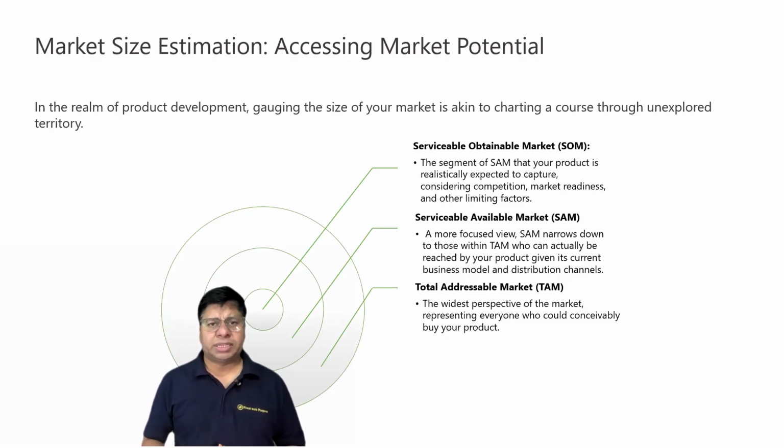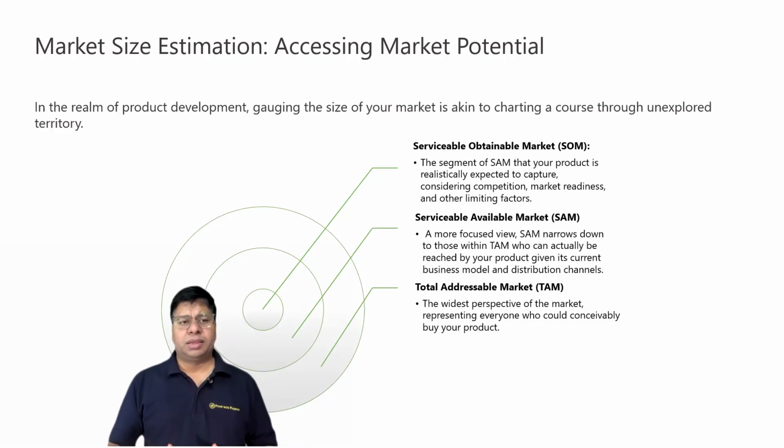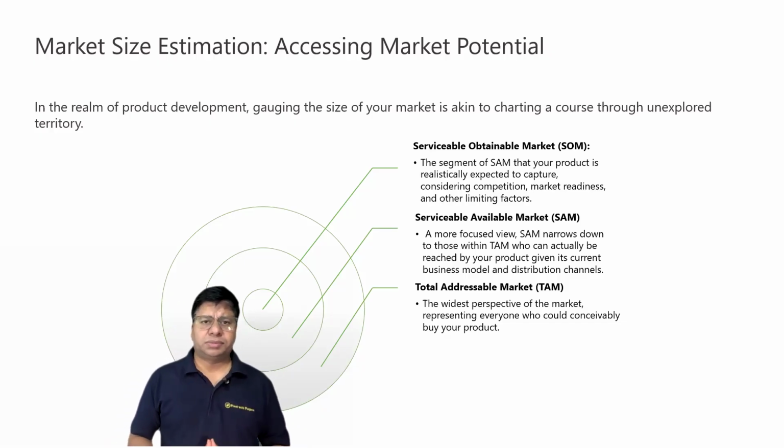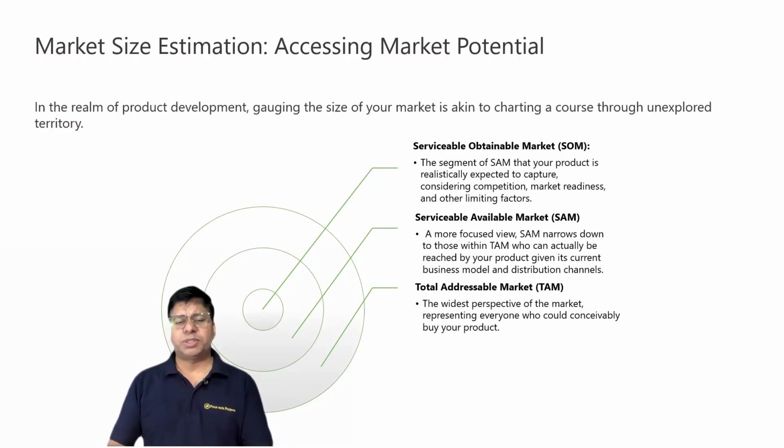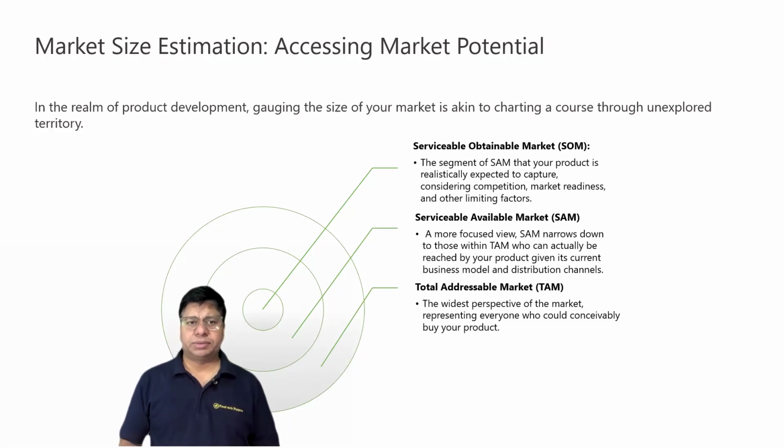Let me give you an example. Whenever Netflix launched, it launched in a particular geographic location, because Netflix had the content for a specific language, for specific people. Later they expanded. So total addressable market is something which is available, and the same with serviceable available market, which the organization can get.